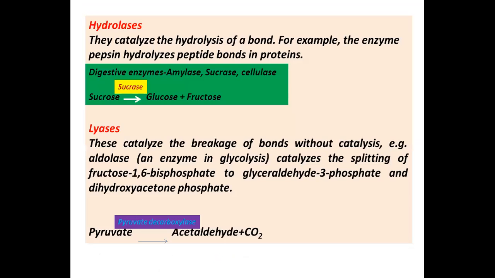The next one is the hydrolases. Hydrolases catalyze the hydrolysis of a bond in the presence of a water molecule. Pepsin hydrolyzes the peptide bond in a protein, and several other enzymes exist too, such as amylase, sucrase, and cellulase. Sucrase works on sucrose. Sucrose is converted to glucose and fructose, so the sucrase enzyme acts on the sucrose molecule and produces glucose and fructose by hydrolysis.